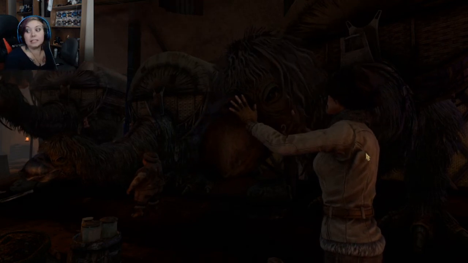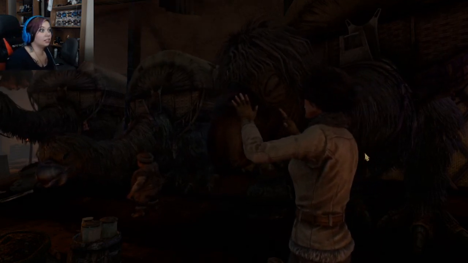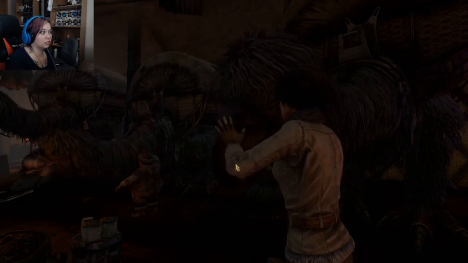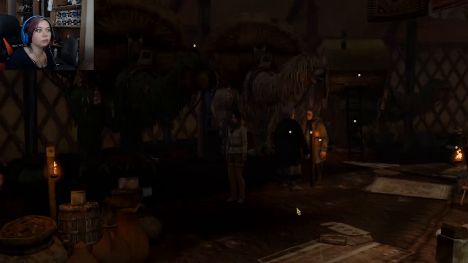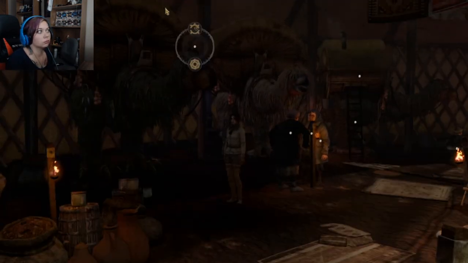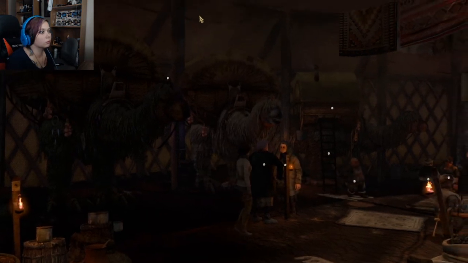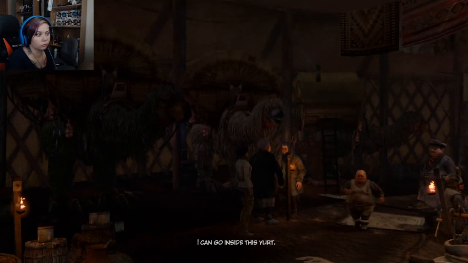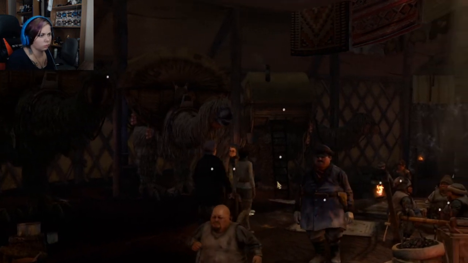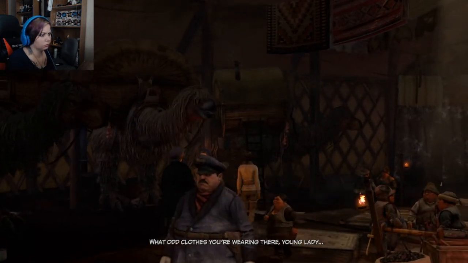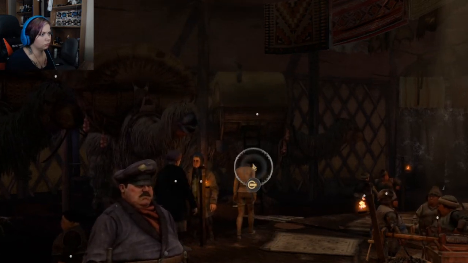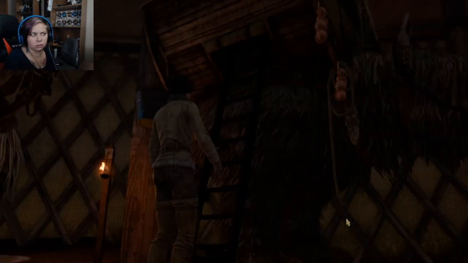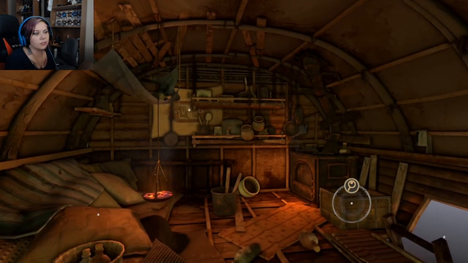Such big birds. I'd be scared. I can go inside this yurt. What odd clothes you're wearing there, young lady. Hello. Maybe it's in here? I'm really lost if you can't tell.